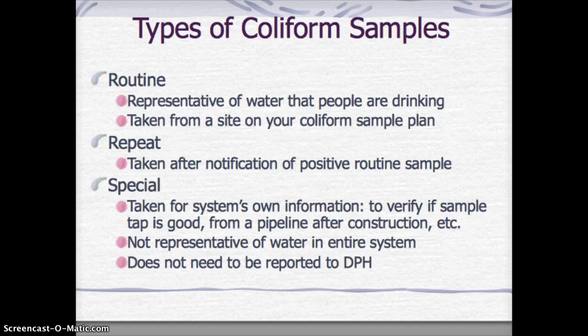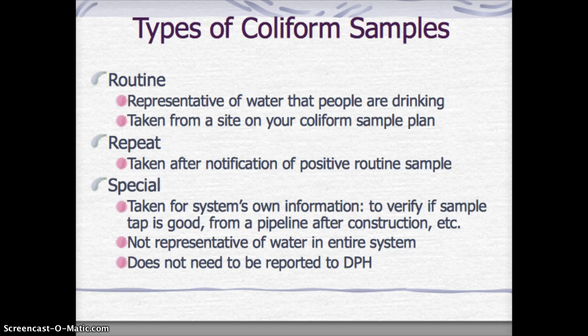So, getting back to a BACT sampling plan, there are 3 kinds of coliform samples: routine, that are representative of the water that people are drinking, and they are taken from a site that is shown on your coliform sampling plan. And in the Santa Rosa plan, if you look at the pages where there's all those addresses listed, those are where the sampling locations are, or near those addresses.